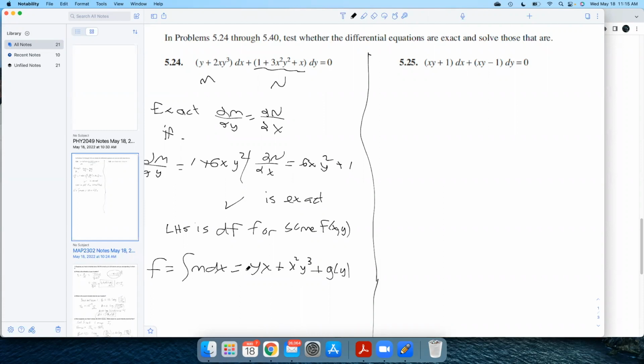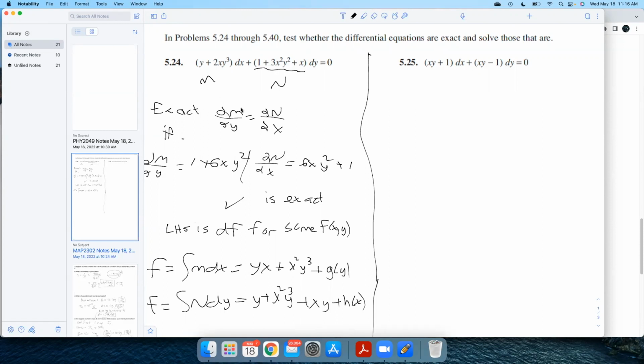So that's one way to find f. The other is it could be the antiderivative of n with respect to y. So let's take its antiderivative with respect to y. We're going to get the antiderivative of 1 is y, plus the antiderivative of all this stuff, I'm going to get y cubed over 3. That'll cancel that 3: x squared y cubed. Plus the antiderivative of x with respect to y would be xy. Plus, again, possibly some function of x.